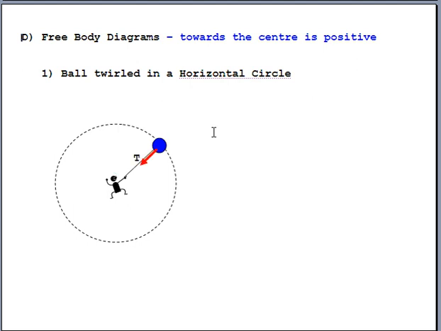Tension would definitely be acting on that object, pulling it in towards the center. And the neat thing about this story, that's it. There is no other force, just the tension that's acting on this ball.